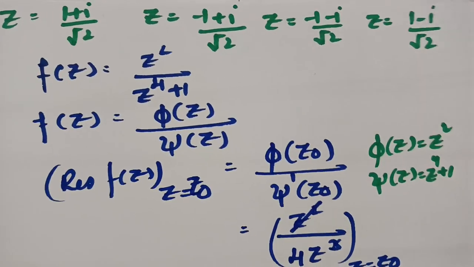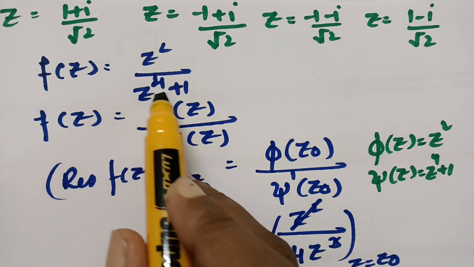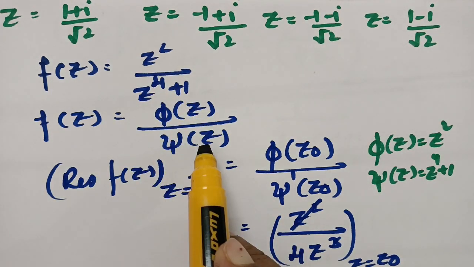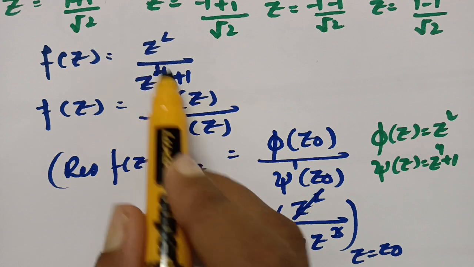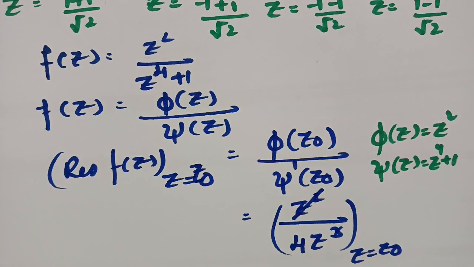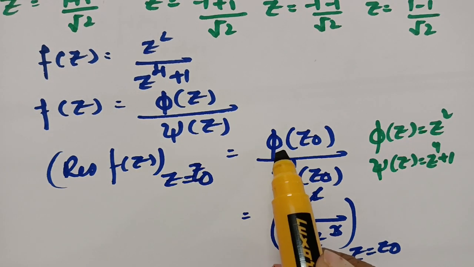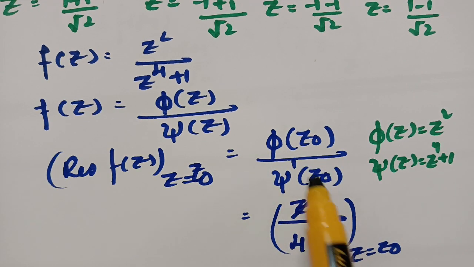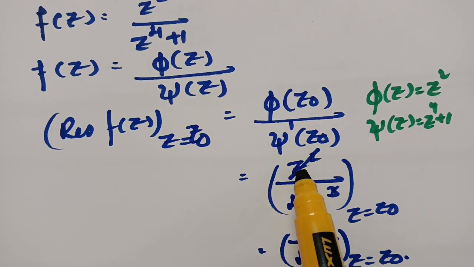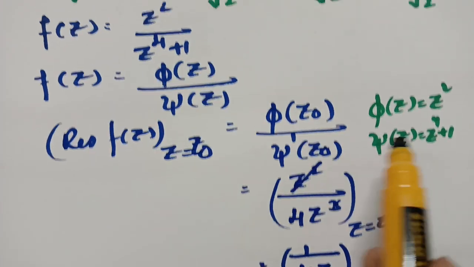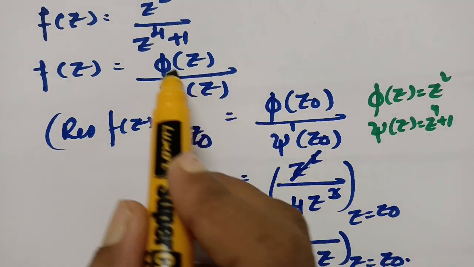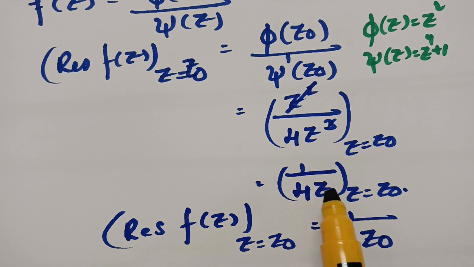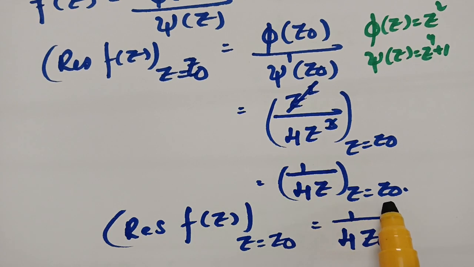So in general, we have to take f(z) = z^2 by z^4 + 1. We have to take the numerator as one function and the denominator as another function. If it is in this p by q form, then to get the residues we have to write phi(z0) by phi dash(z0). What is phi(z)? Phi(z) is nothing but z^2, the numerator. And for the denominator, we have to take the derivative, that is 4z^3. After cancelling, this will be 1 by 4z at z = z0.